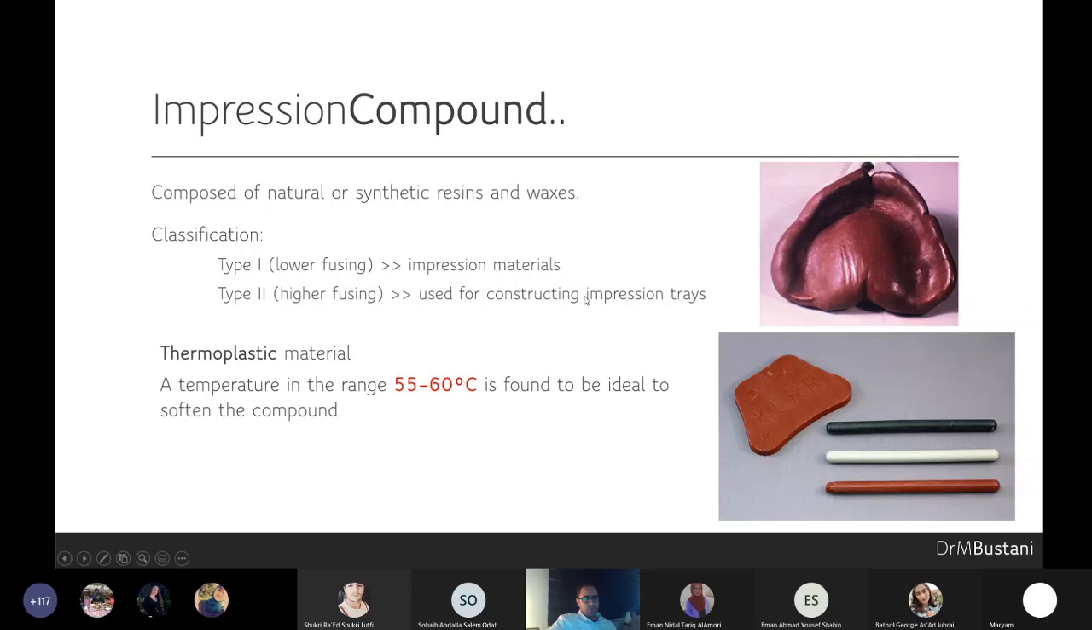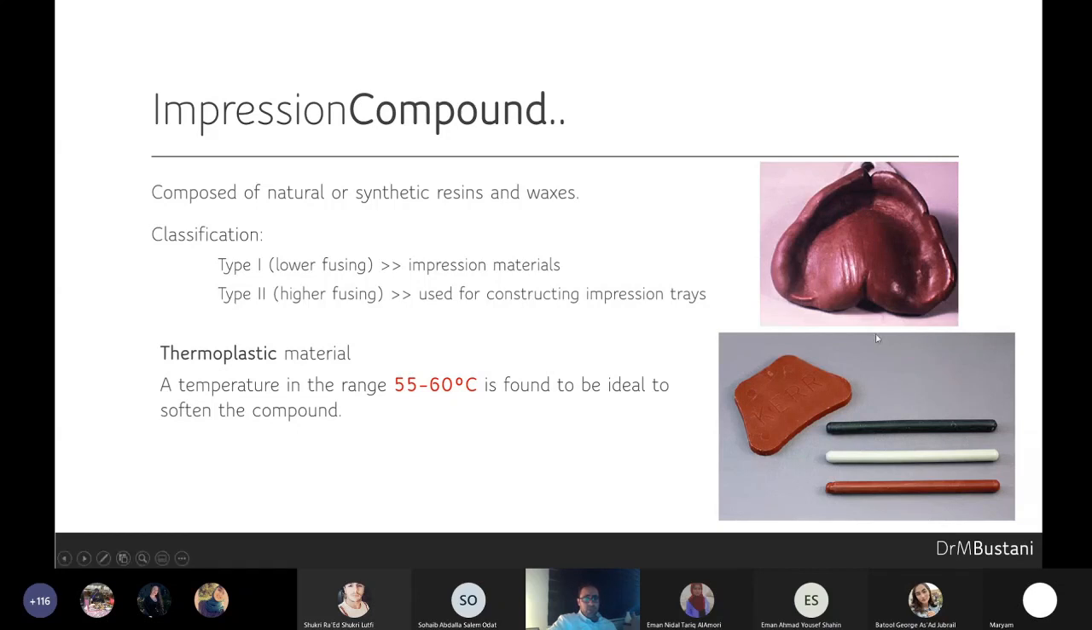We don't use the tray type as much nowadays. We mainly use the impression compound for primary impressions for edentulous patients, so it's mainly type 1. Type 1 also comes in different shapes. A cake like that is softened and then molded into the tray and used to take a primary impression. The other one is the sticks. These sticks have different fusing temperatures, but all of them are within the low fusing temperature group. They are used to make border molding for the secondary impression.